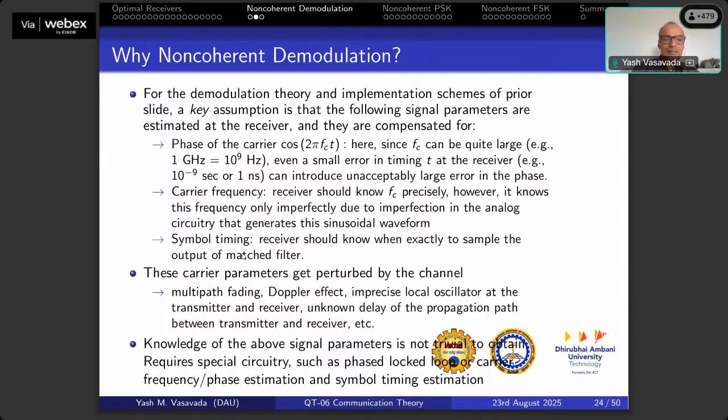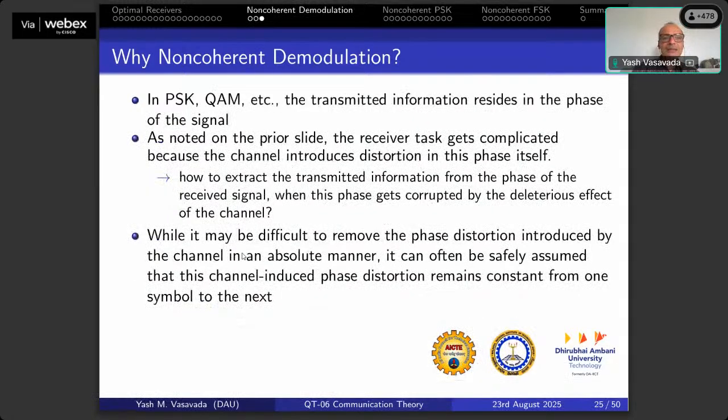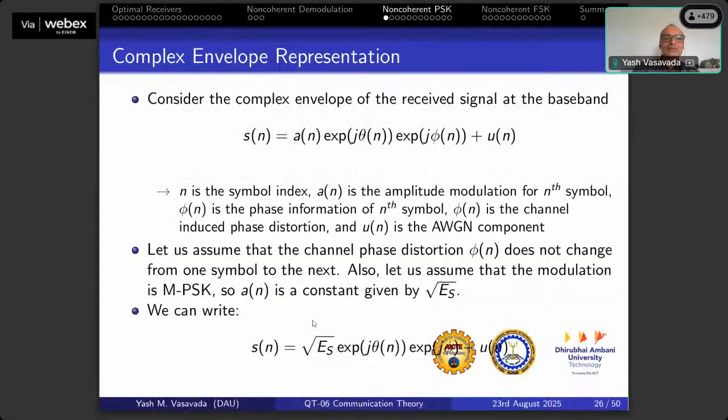Now, there is another approach which says, let's not do any of that. Okay, it's a very simple approach which says that I'm not going to worry about, in this particular example, removing the phase offsets that the channel might introduce. In that case, how can I do demodulation?